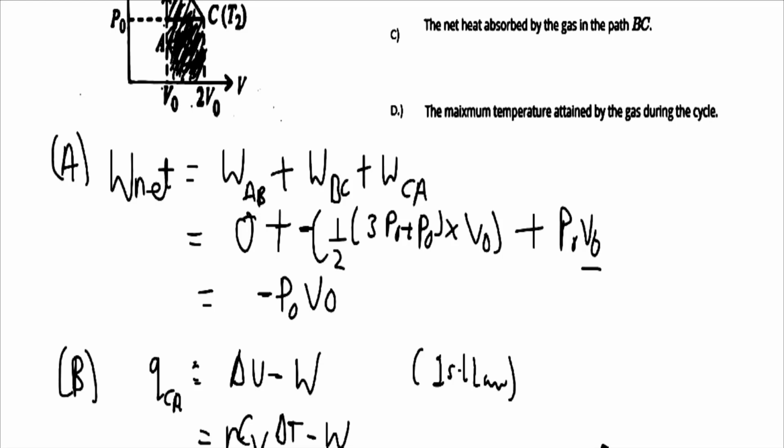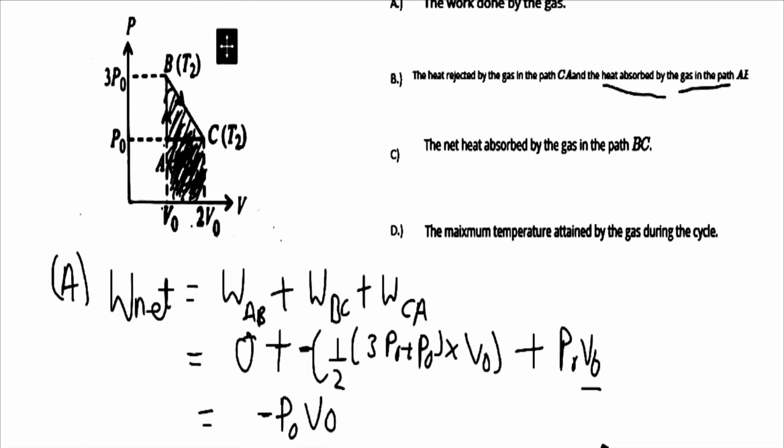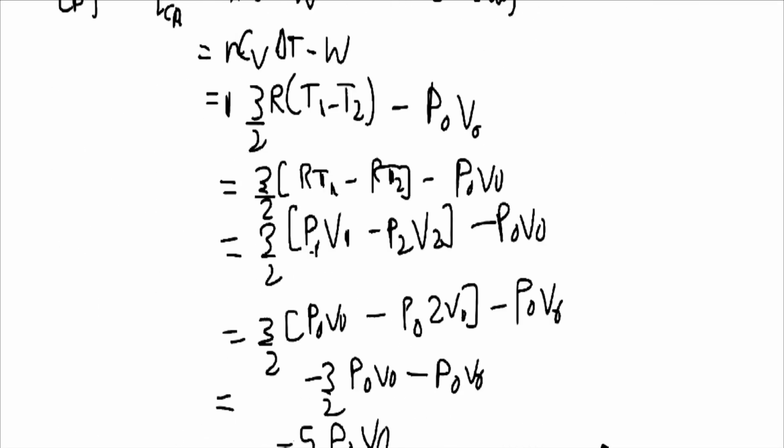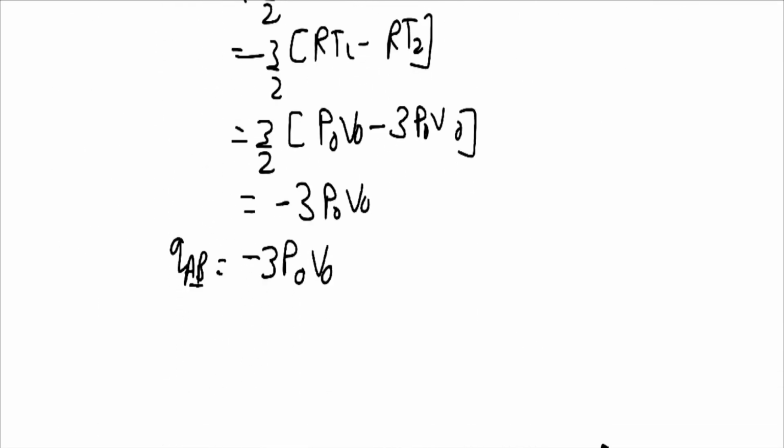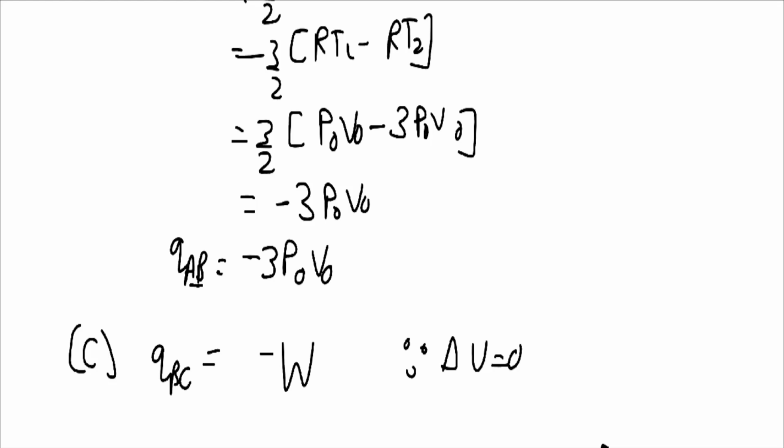Coming to the third part, the net heat absorbed by the gas in the path B to C. If we see the path B to C, it's clearly an isothermal in nature because the temperature at B is also T naught and the temperature at C is also T naught. So in that case, in the C part, QBC would be equal to minus of work done, because delta U is 0 since it's an isothermal condition.